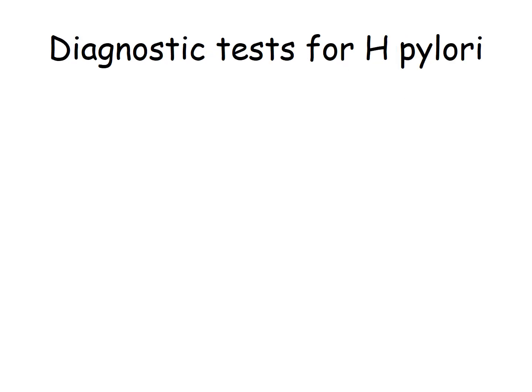Now, how will we diagnose H. pylori? An important feature of H. pylori is that it produces urease, which converts urea into ammonia and carbon dioxide.